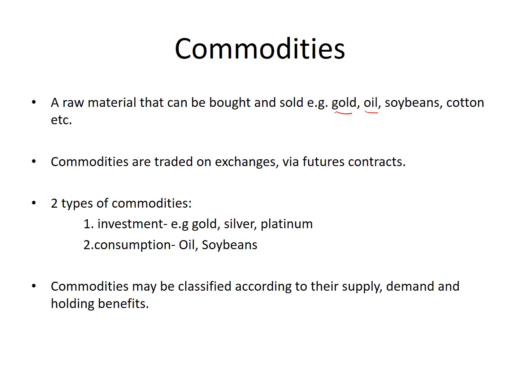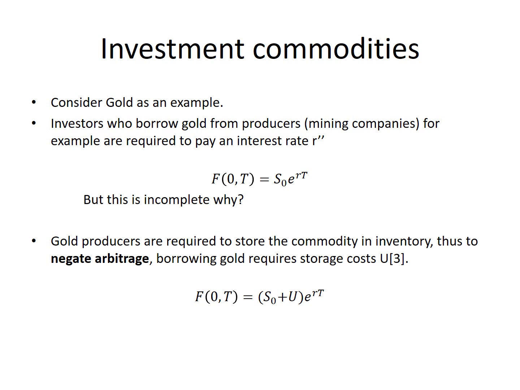Now we have two types of commodities. We have investment, which is say gold, silver, platinum; and consumption, oil, soybeans. Commodities may be classified according to their supply, demand, and holding benefits. Okay, so let's have a look at investment commodities to begin with. Consider gold as an example. Investors who borrow gold from producers, for example mining companies, are required to pay an interest rate. Well, it's actually called a gold lease rate.